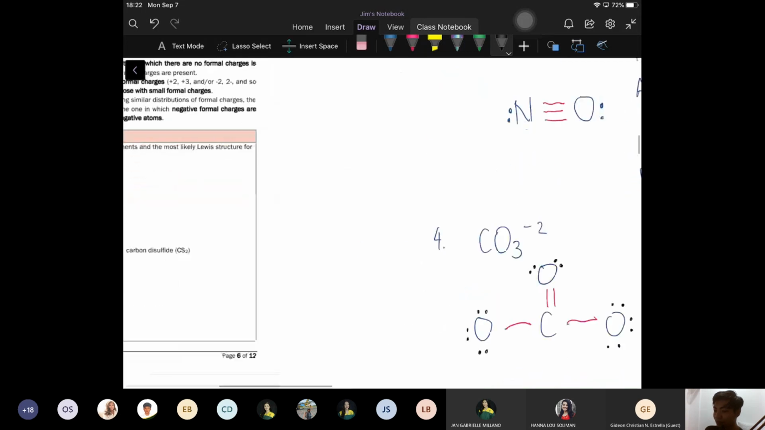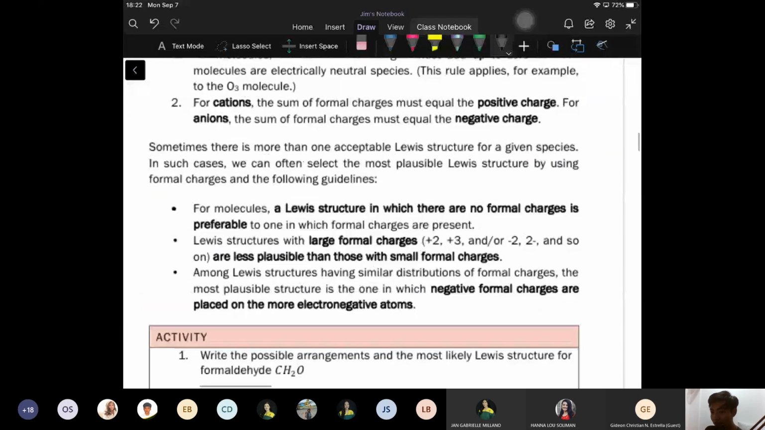Meaning niyan, in your molecule, hanggat maaari, better yung walang formal charges yung atoms as much as possible. Pero kung hindi talaga kaya, punta tayo sa second rule. Sabi ng second rule, Lewis structures with large formal charges such as positive 2, positive 3, or negative 2, negative 3, and so on are less plausible than those with small formal charges. Ano lang yung idea sa second rule? Sabi sa second rule is that if your atom really contains formal charge, it should be at least near 0. So ano yung pwedeng mga near 0? Positive 1, negative 1, pero the best pa rin kung 0 yon.